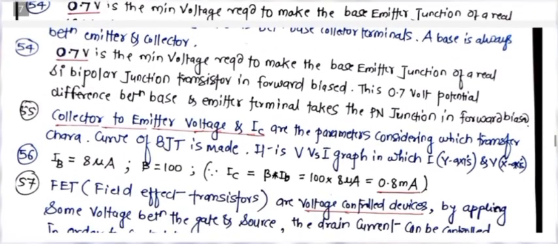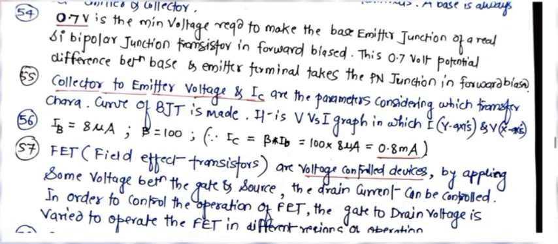0.7 volt is the minimum voltage required to make the base emitter junction of a real silicon BJT forward biased. This 0.7 volt potential difference between base and emitter terminals takes the PN junction into forward bias.